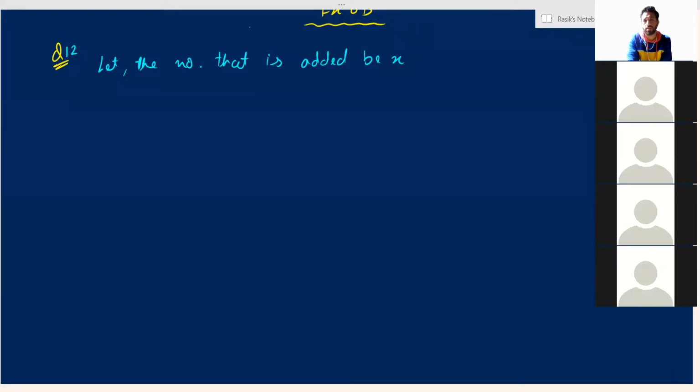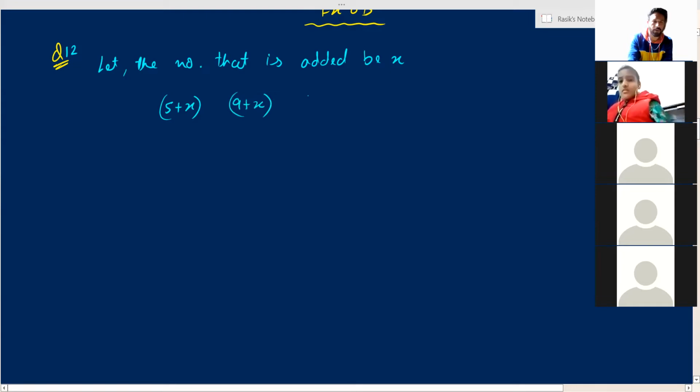So let the number that is added be x. After adding x, what do we get? We get 5 plus x, the first number. What will be the second number? It will be 9 plus x. The third number will be 7 plus x, and the fourth number will be 12 plus x. Are you all getting it? So after adding x to all four numbers, the numbers will be in proportion.